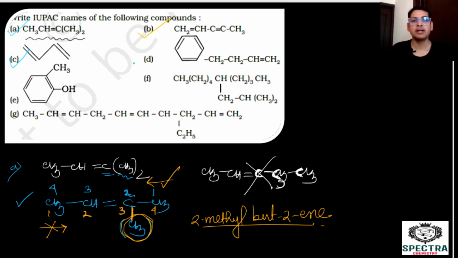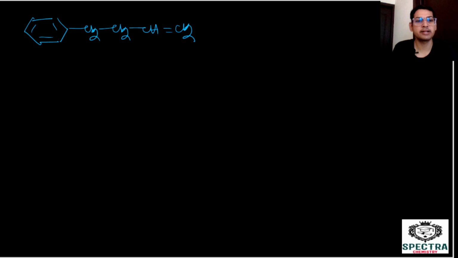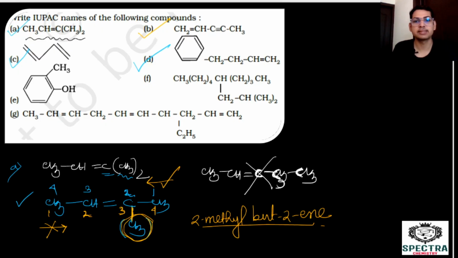Okay. Now we will do question number 4. Very quickly we will go for question number 4. Question number 4 is saying benzene ring with a CH2, CH double bond, CH2. Okay. So it is saying benzene ring with a CH2, CH double bond, CH2. I hope this is correct, right? Let me just check. Yes, this is the one.